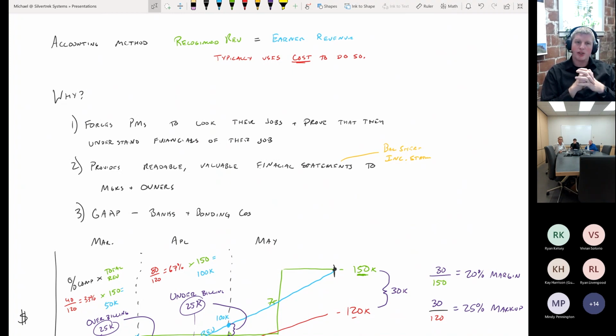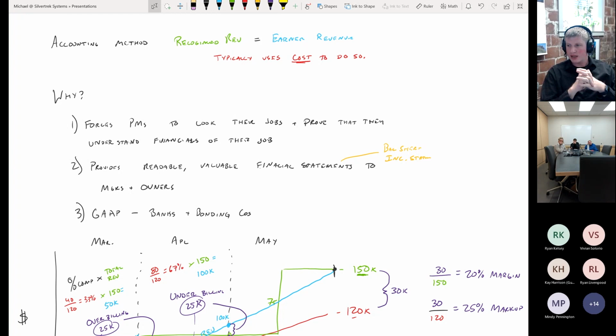Please tell me how much you expect to bill the customer at the end of the job. Those projected numbers, because I need them for my formulas. And more importantly, because I need to know you're making money. It also provides readable and valuable financial statements to the owners, right?